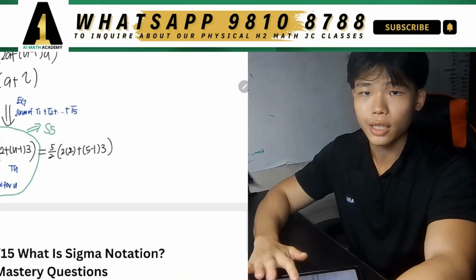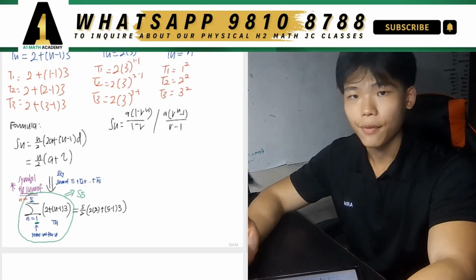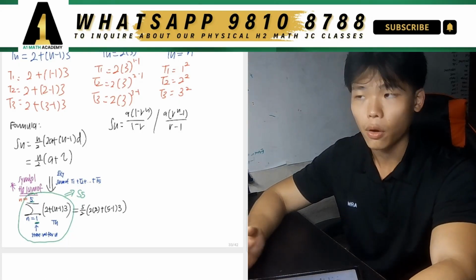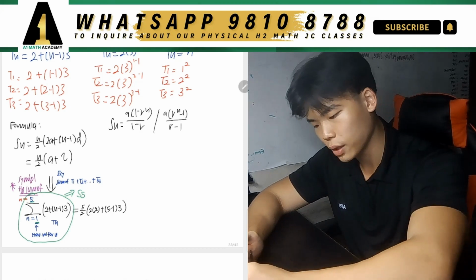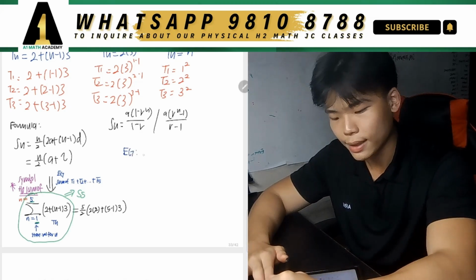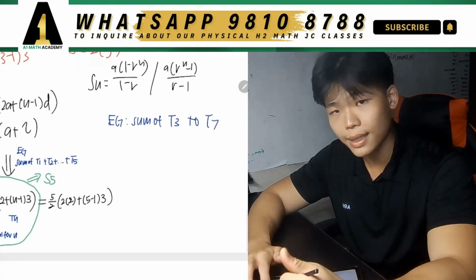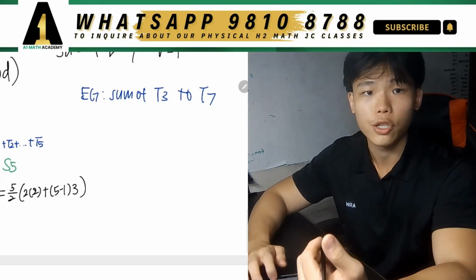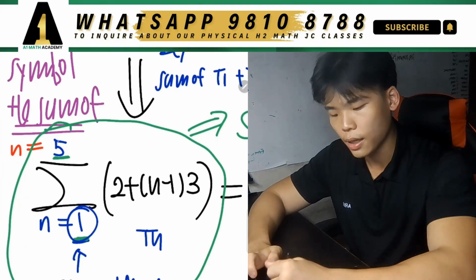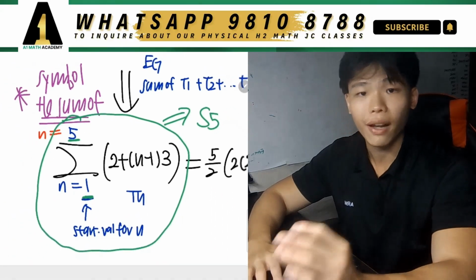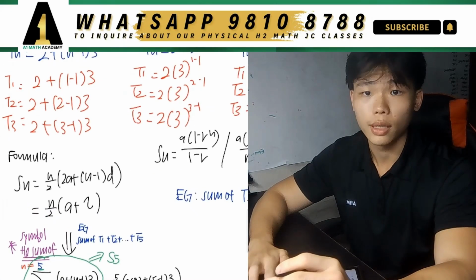Sigma notation is just another way for us to represent the sum of terms. So let's say I want to find out what is the sum of the third term to the 7th term. I just put another example over here. Let's say I want to find out what is the sum of term 3 to term 7. So you realize that sigma notation allows us to find the sum of term 3 to term 7 just by writing 3 over here and writing 7 over here. So what advantage does sigma notation actually have over the usual normal formula as you can see over here?